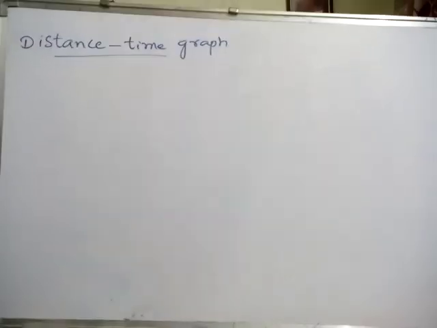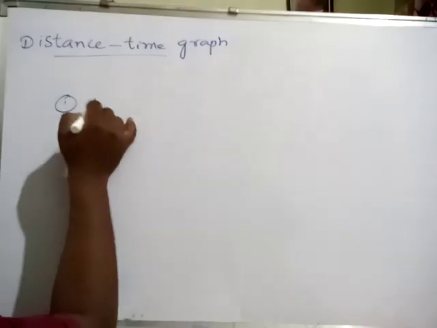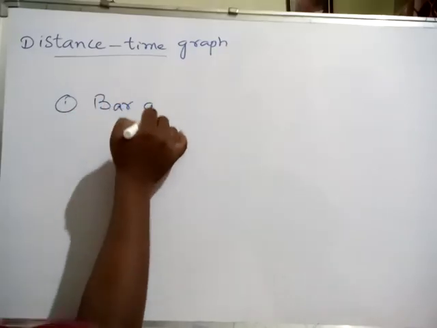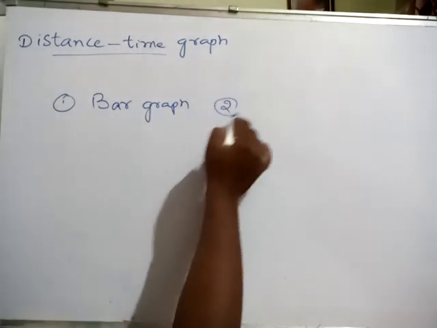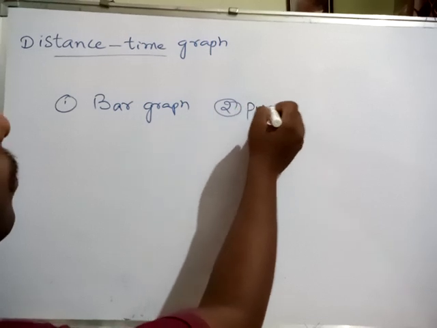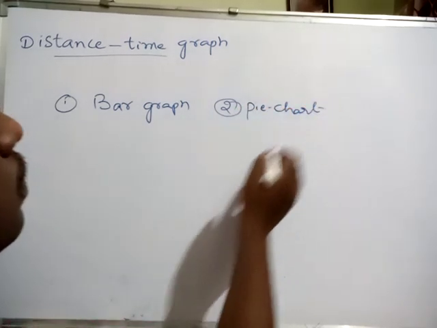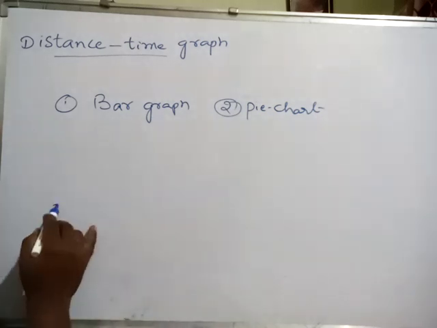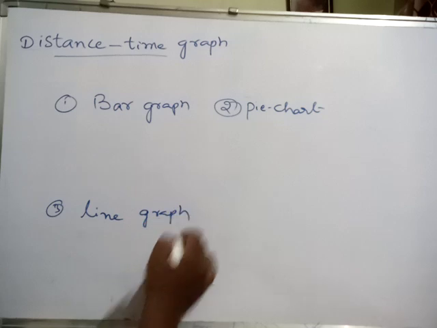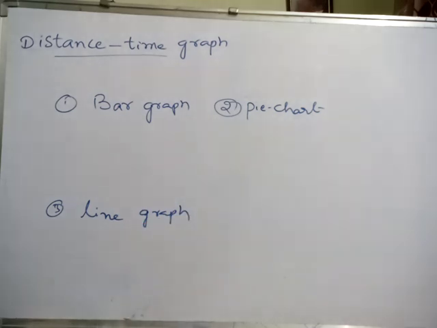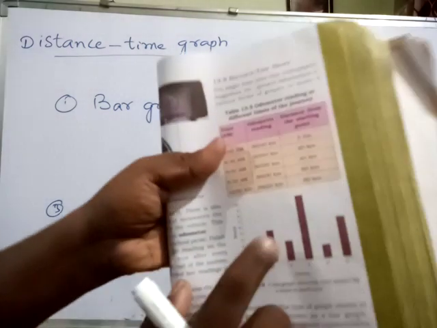Actually, these graphs are of three types. First one is bar graph. Second one is pie chart, and third one is line graph. Bar graph means we can find this type of bars.